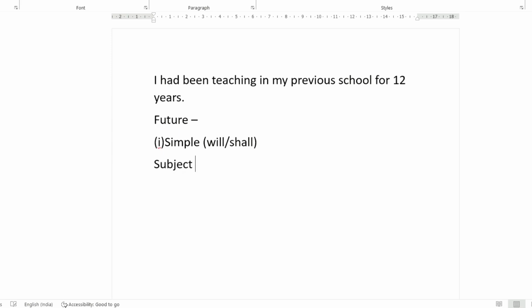And the sentence formation is subject plus will or shall, depending on the pronoun used, V1, verb will be in V1 form, and object. So it will be like this: I will complete the work. मैं काम complete करूँगा. कोई भी सेंटेंस जो गा, गे, गी से एंड हो, उसे हम सिंपल फ्यूचर में लिखते हैं. ओके?